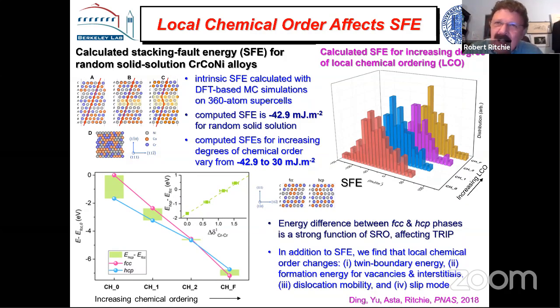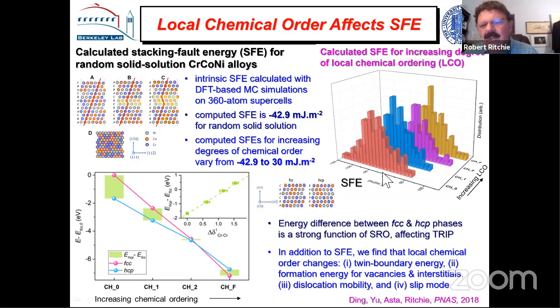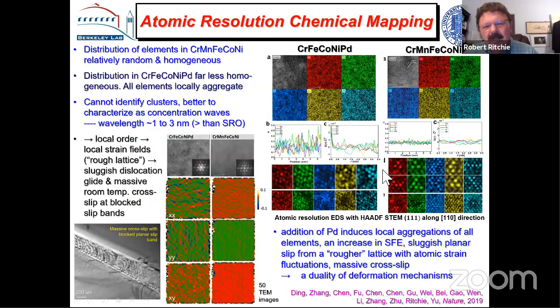Can you actually see short range order? Can you actually detect it? And if it's there, does it have an effect like the modeling would suggest? So, two experiments that I'll do quickly.